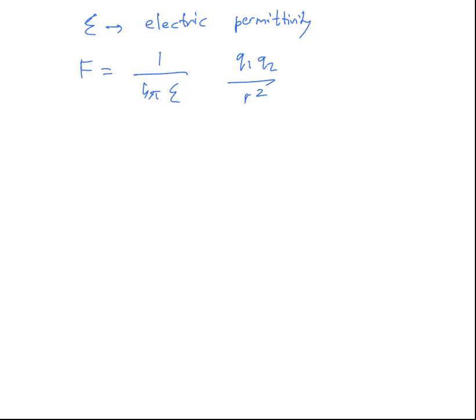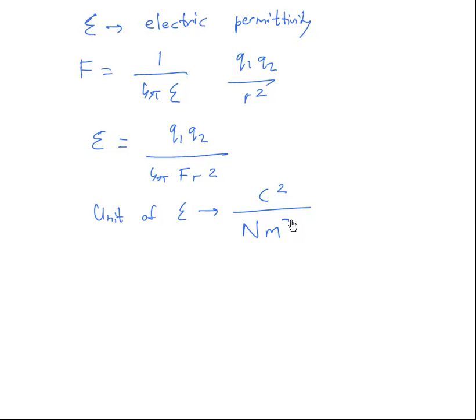There is one thing we can figure out about epsilon right now, and that is the units of epsilon. If I rearrange this equation, epsilon will become Q1 Q2 by 4 pi F R square, and therefore the units of epsilon will be Coulomb square upon, 4 and pi don't have any units, right? Newton for force and meter square for R square. Or in other words, Coulomb square, Newton raised to -1, meter raised to -2, which is a better way of writing units.